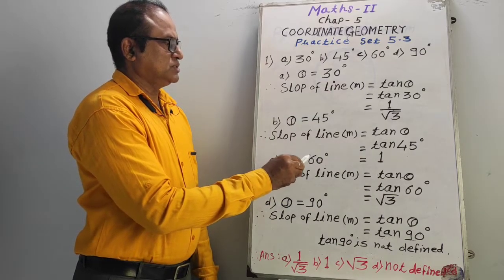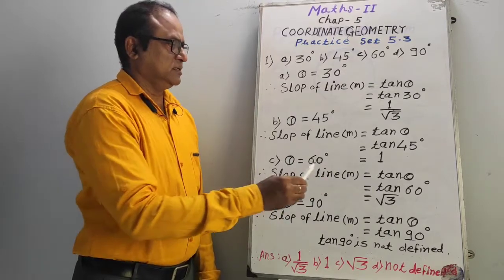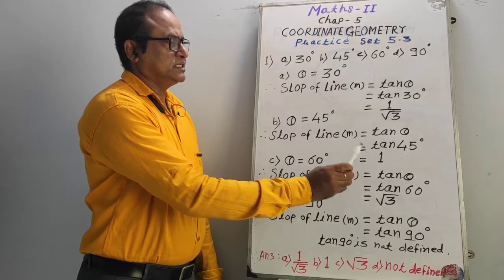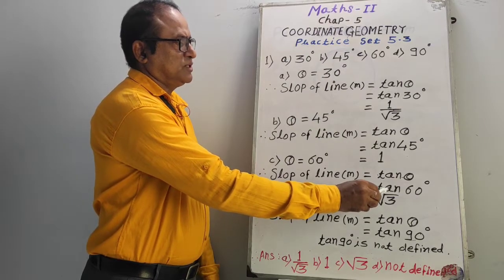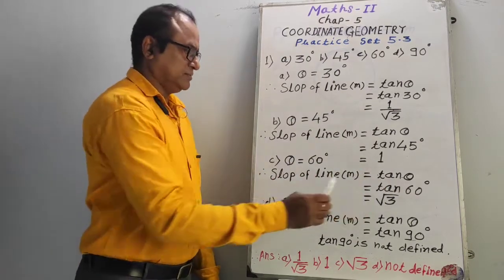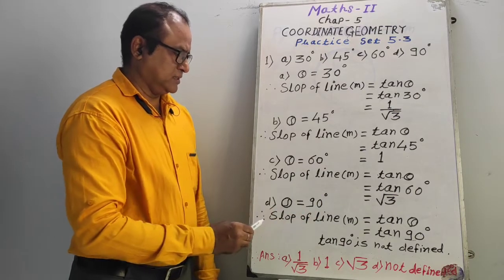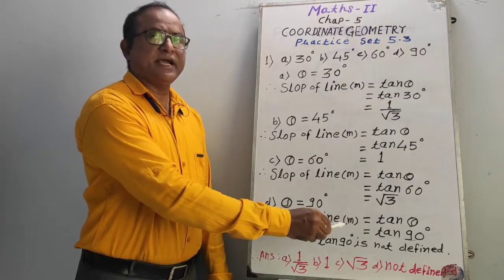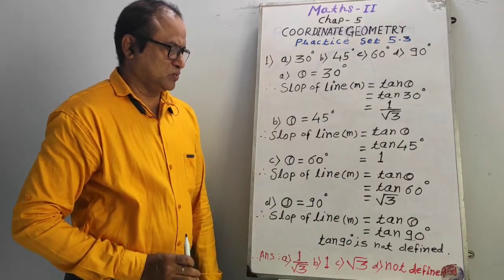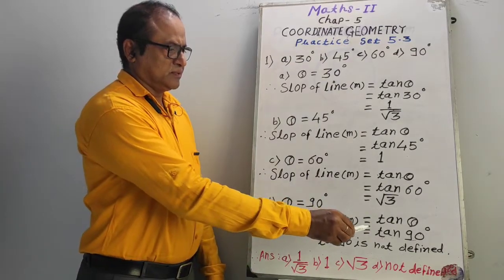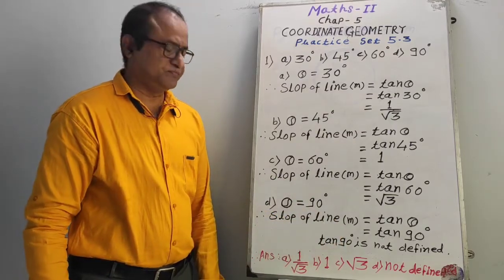C, theta is equal to 60 degree. Therefore, the slope of the line m is equal to tan theta is equal to tan 60 degree, which is root 3. The ratio of tan 60 is root 3. D, theta is equal to 90 degree. Therefore, the slope of the line m is equal to tan theta, and tan 90 degree is not defined. Tan 90 is not defined.